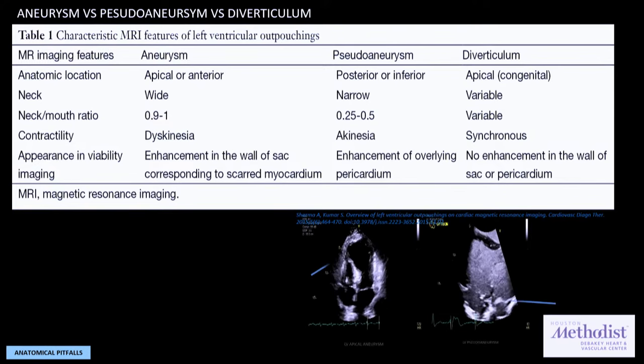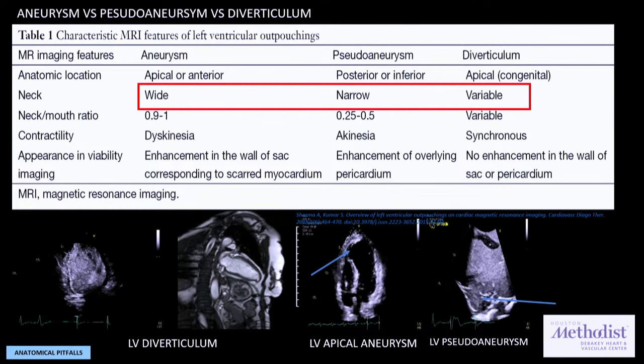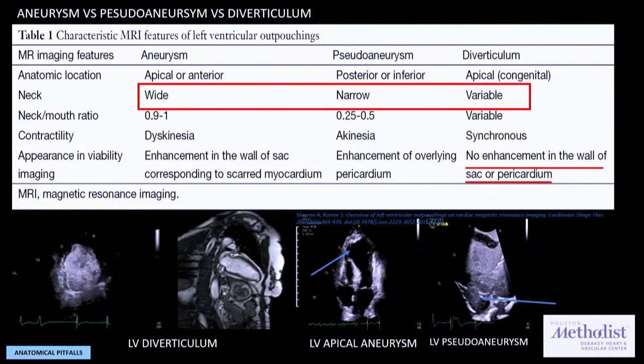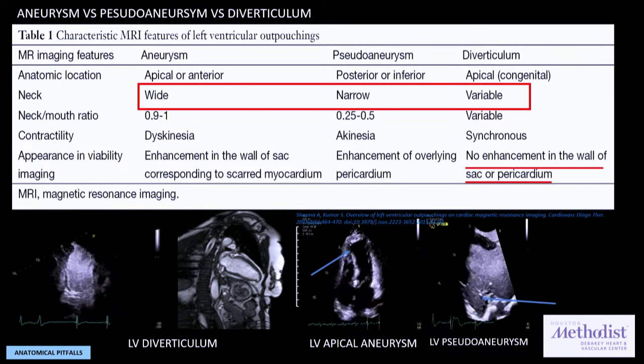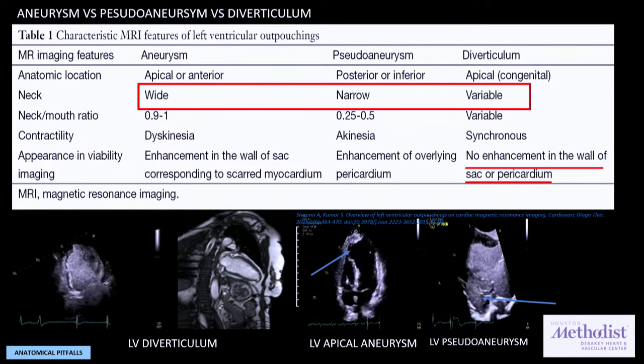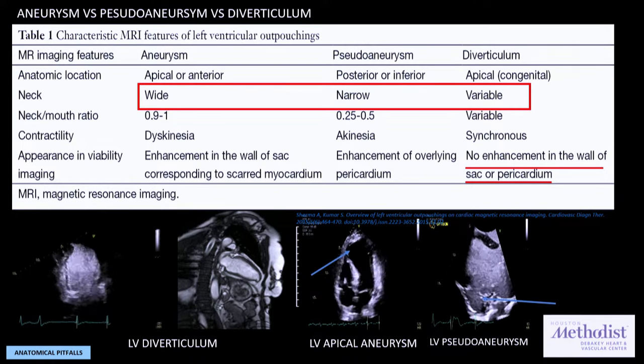LV diverticulum, again, is a benign structure. It's just an outpouching of the LV that contains all the three layers of the myocardium, and it displays normal contraction. And of course, when you do CMR, it's very helpful because you can see that there's no enhancement in the wall of the sac or the pericardium in those cases.